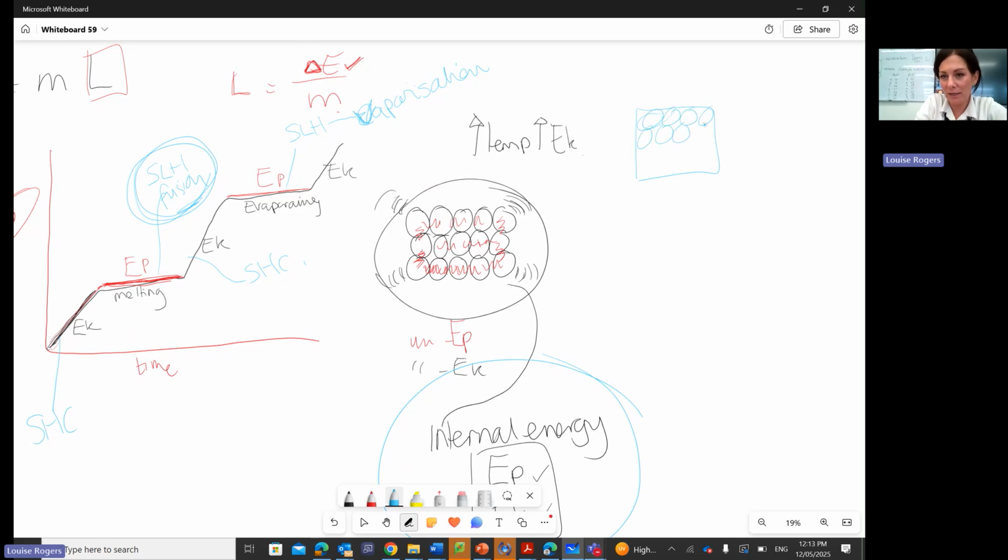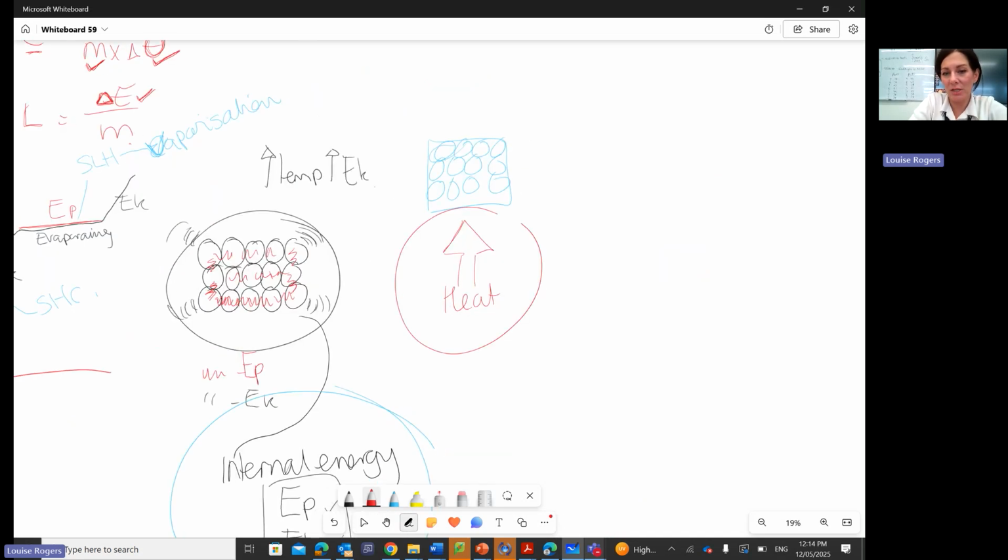Whilst I'm melting the ice cube, there's energy going in at the bottom here. So imagine I've got my flame at the bottom here, which is my heat going in. I'm putting in all this energy, but that's going into doing two things. It's going in to make it change state, but it's also going in to make it increase in temperature.